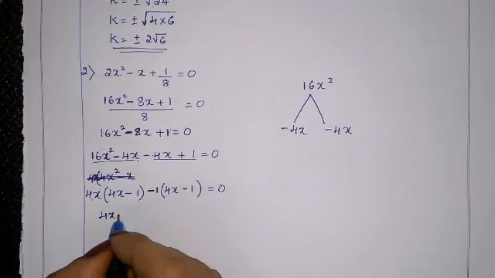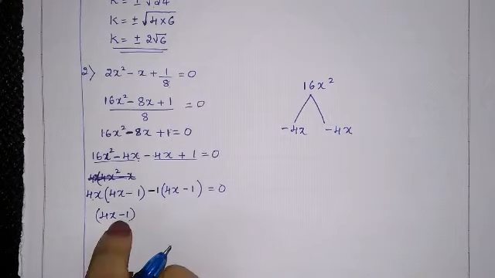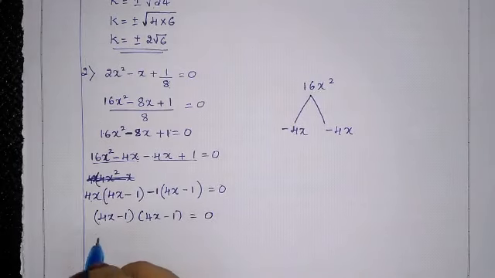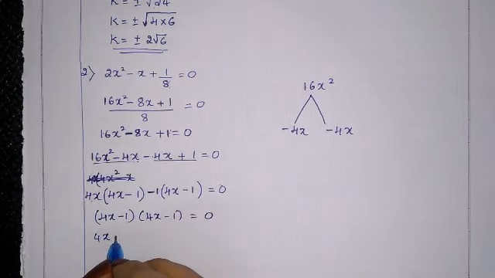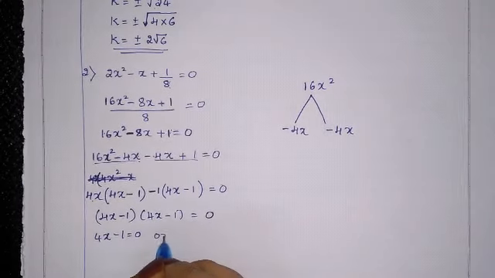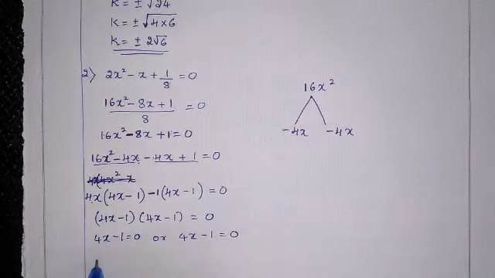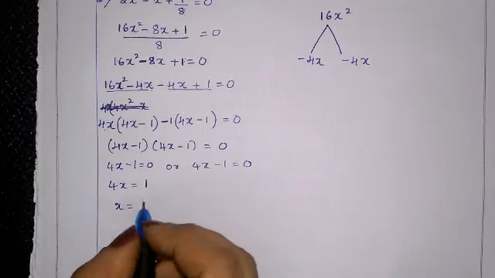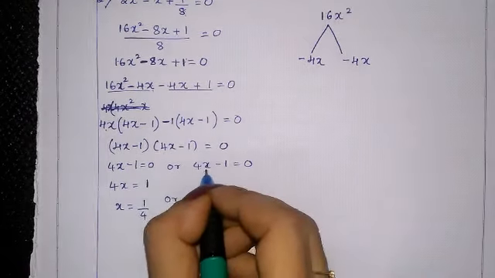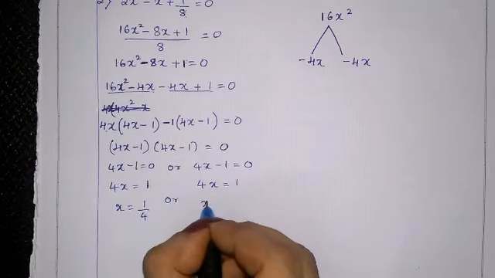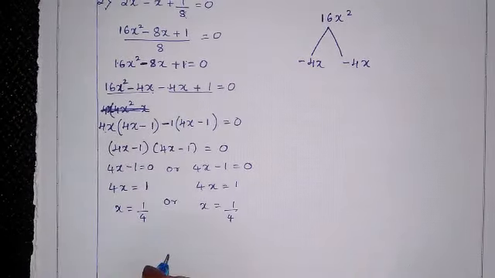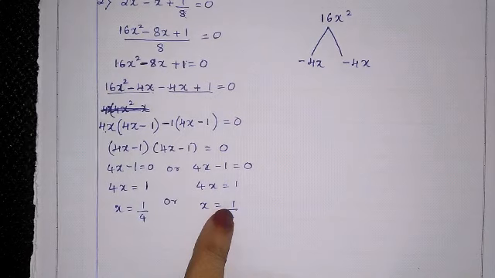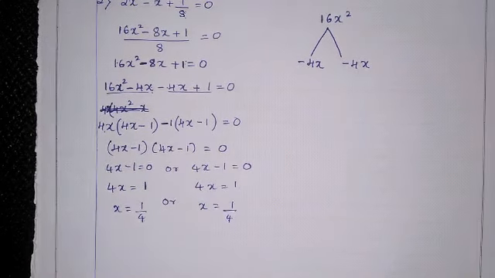Now 4x minus 1, out of two brackets I have taken one bracket common. What is left? 4x minus 1 equal to 0. So here 4x minus 1 equal to 0 or 4x minus 1 equal to 0. 4x is equals to 1, x is equals to 1 by 4. So the two roots are x is equals to 1 by 4, x is equals to 1 by 4.